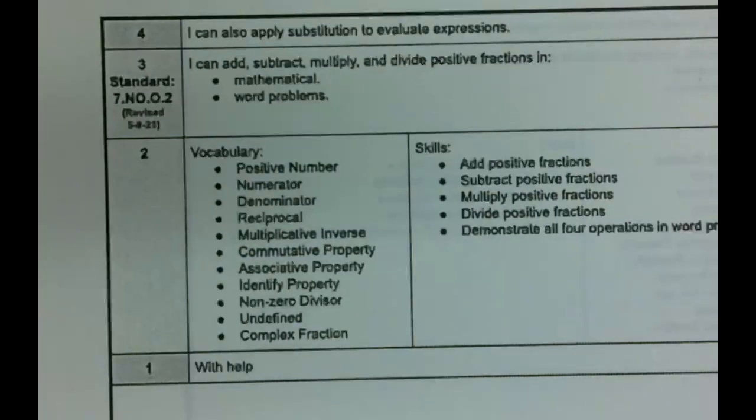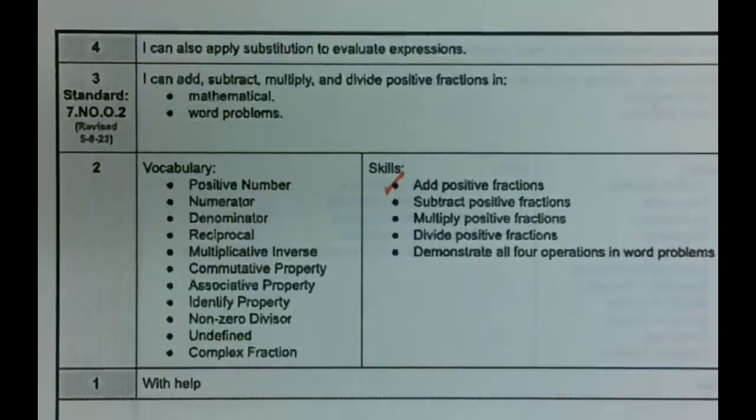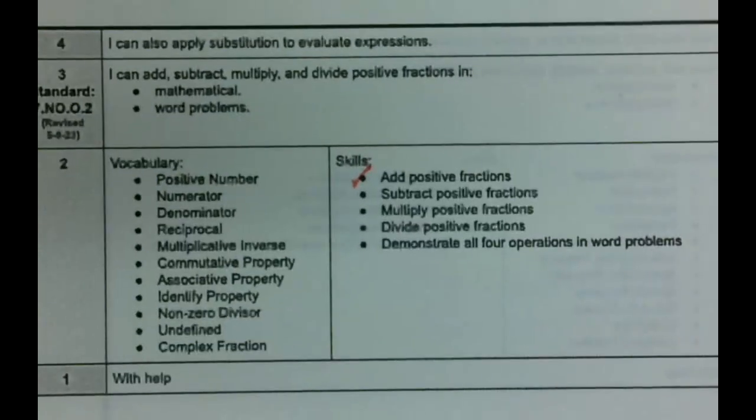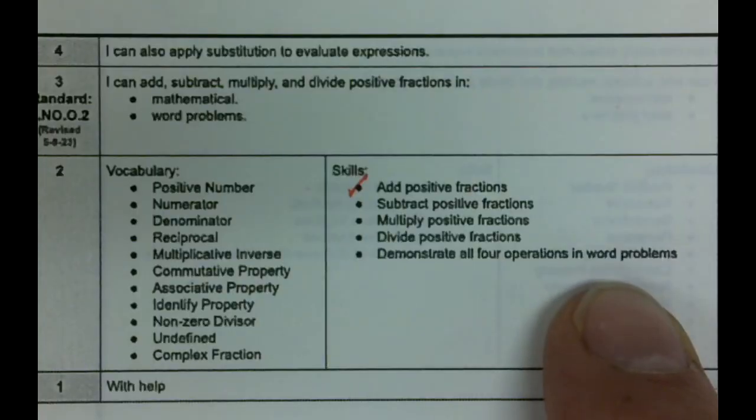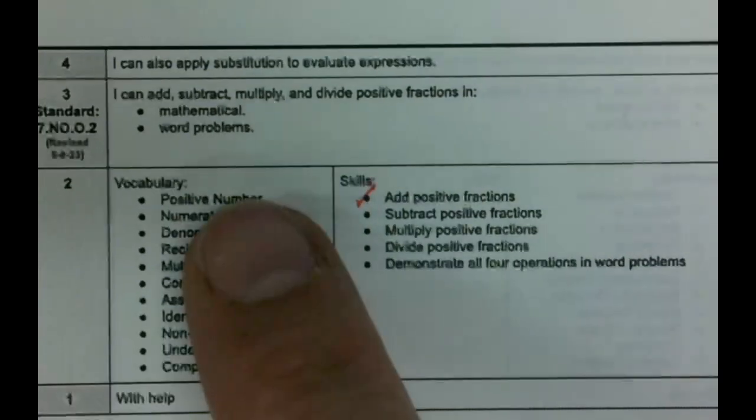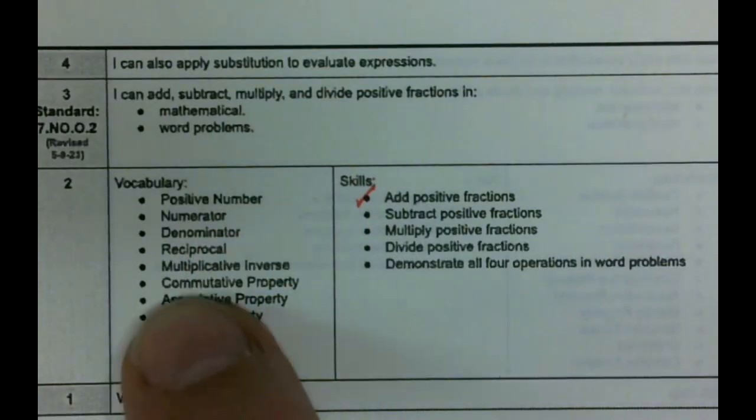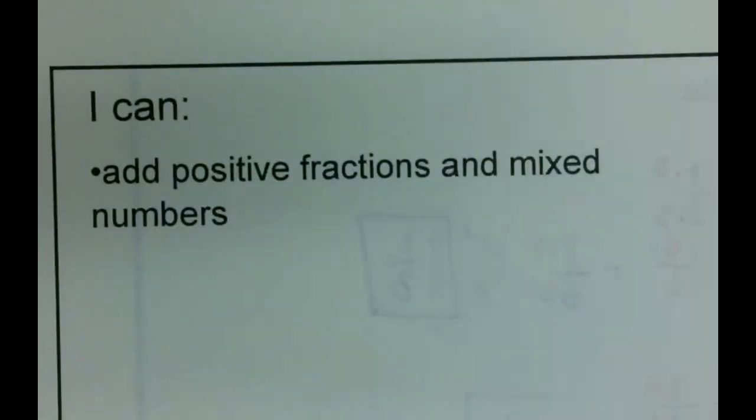So again, working our way through. You can see our scale. Working on this, adding positive fractions, having some mixed numbers in there as well. Needing to be able to demonstrate those in word problems. And again, you can see all the things we'll be working on through here, some vocabulary and things we have to do. But today, just focusing on adding positive fractions and mixed numbers.